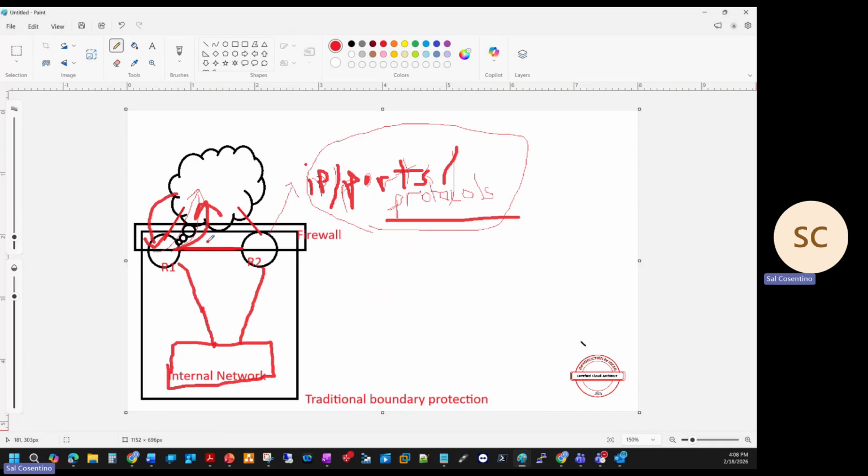And that uses IPs, ports, and protocols for controlling inbound and outbound traffic. So we talked about the security perspective and the network perspective. Now let's talk about a strategic business perspective.